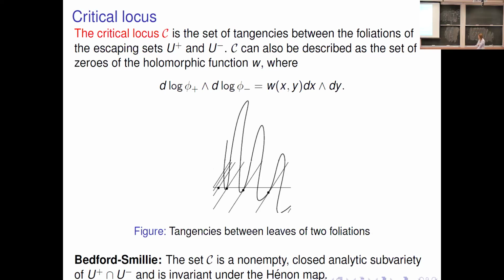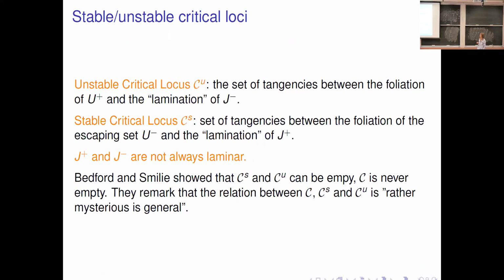And Bedford and Smiley showed that this critical locus is always non-empty, and closed analytic subvariety of U plus intersected with U minus. And like this is J plus, and I also have J minus, and there I have the Green's function G plus. So this is another two critical loci, CU and CS, that were defined by Bedford and Smiley.